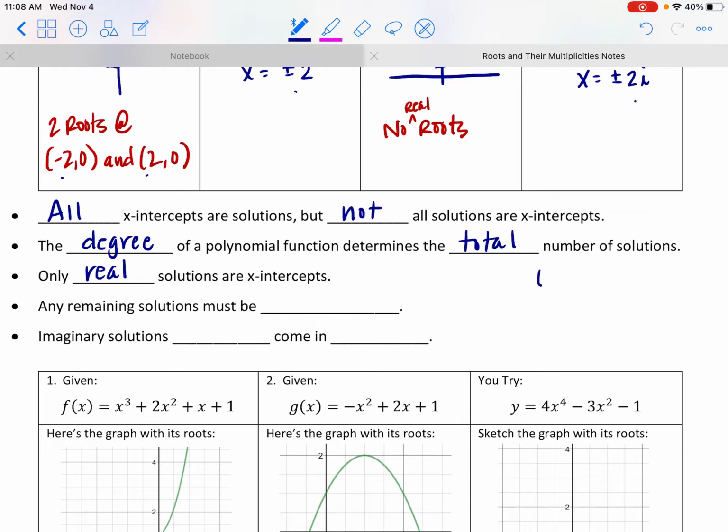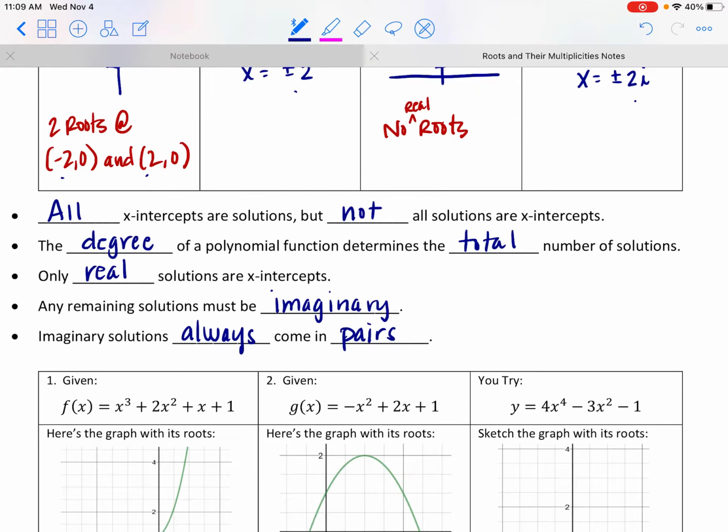So for example, if I had a 6th degree polynomial and it only crossed the x-axis 4 times, that means that 4 of the roots would be real, and that means the 2 remaining had to be imaginary. So any remaining solutions have to be imaginary. And in the previous topic, remember we said that imaginary solutions always come in pairs. So it isn't possible to have one imaginary solution, or one complex solution.